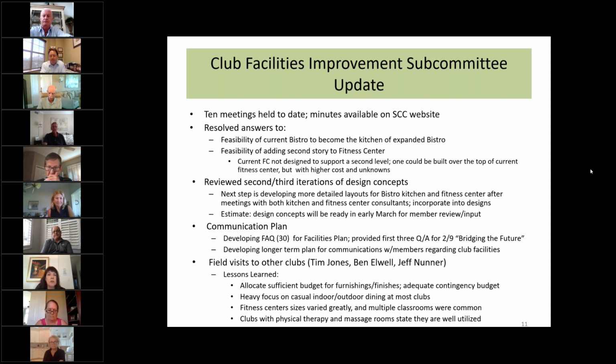And we are developing a longer term plan, as we are going to have a Bridging the Future weekly with Q&A and other information. We're developing a longer term plan for what we want to communicate to members regarding the facilities plan. The next item, I'm going to turn it over to Tim, because he and Ben and Jeff Nunner, our owner's rep, have done some field visits to other clubs. So Tim. Yeah, thank you, Mrs. Fisher.